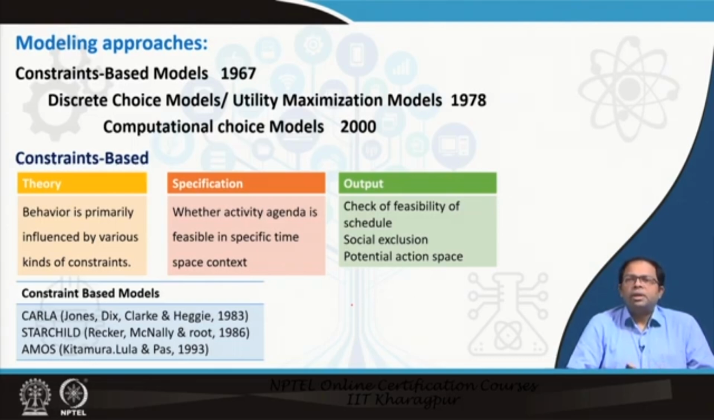So time of the day and location together make up a decision on an activity. These are all joint decisions, so there are dependencies. And we have seen a lot of nested models developed to solve these joint decisions. This kind of model came into play during the 1970s, and then around 2000 computational choice models started.